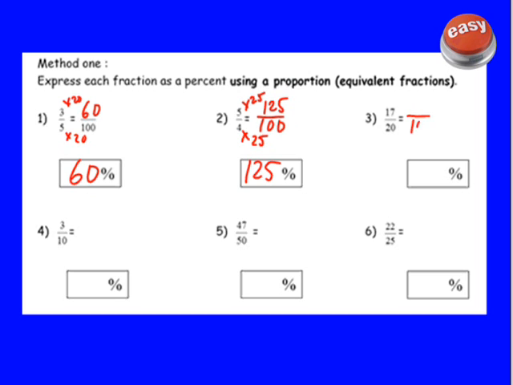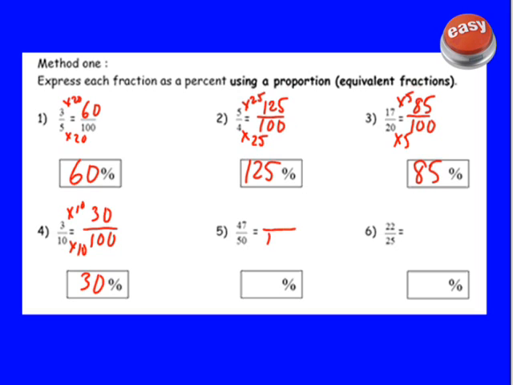17/20, these are all easy button questions. 20 times 5 is 100. Do the top times 5. That'd be 85%. 3/10, really easy to turn into a percent. We would multiply the numerator and denominator times 10. So 3/10 would be 30%.